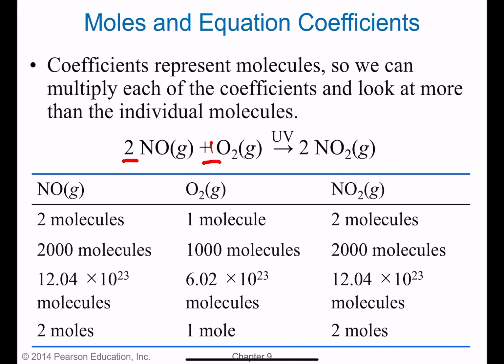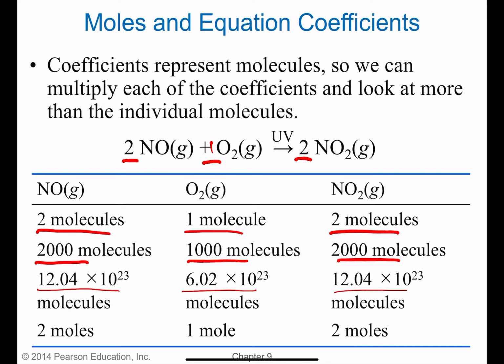Again, here's a 1, here's another number 2. So if we want to kind of illustrate exactly what's happening, we could say we've got 2 molecules reacting with 1 molecule to make 2 molecules. That's equivalent to saying we had 2,000 or 1,000 or 2,000. So these are all the ratios that are staying constant. 12.04, that's basically Avogadro's number times 2. Then the 1 mole of O2 and then 2 moles of NO2.